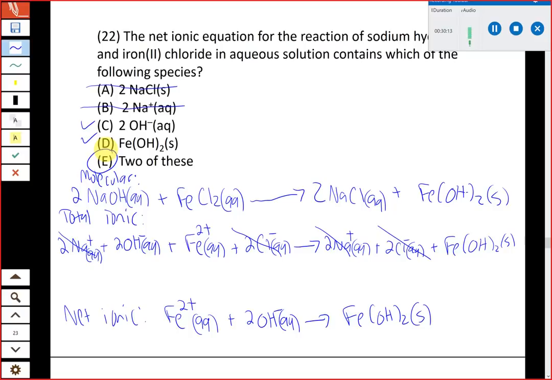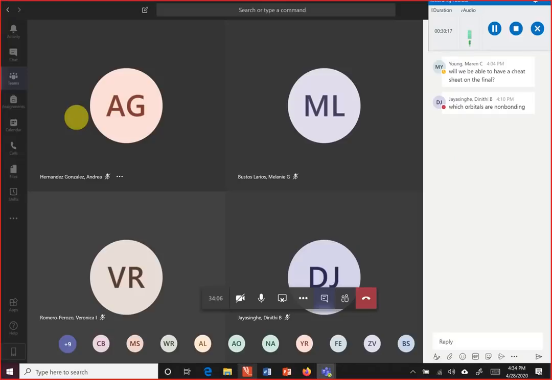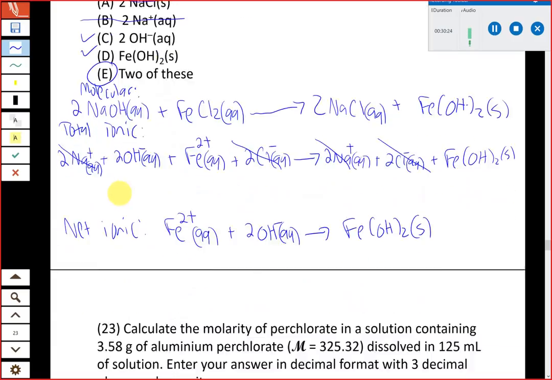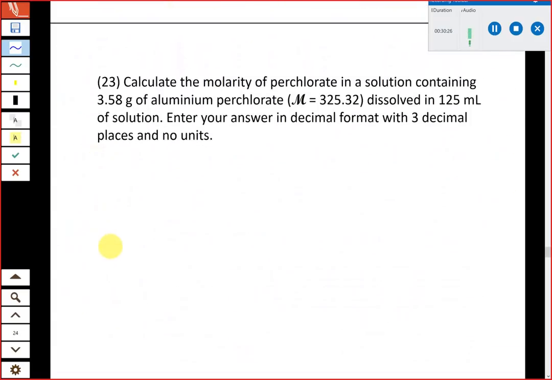Okay, do we have any questions on this problem or on the concept of ionic equations? All right, nothing's rolling in, so let's keep moving so we don't keep everybody too long.